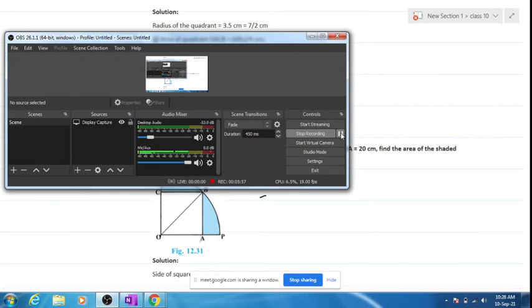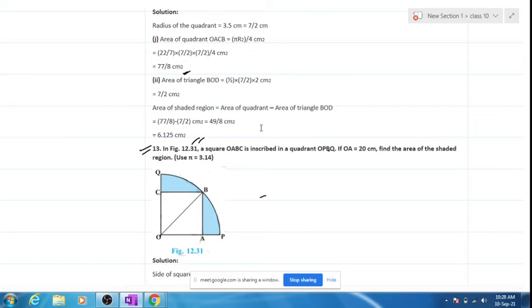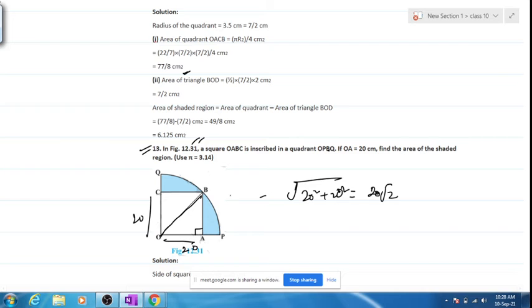I'm pausing the video just now. Okay, then over here we have to calculate, this is a square, side is 20, so you'll have to calculate the diagonal portion, right? So the diagonal will be root over 20 square plus 20 square by Pythagoras theorem, which will give you 20 root 2. Agree everybody? This will also happen to be the radius for the quadrant. Okay?